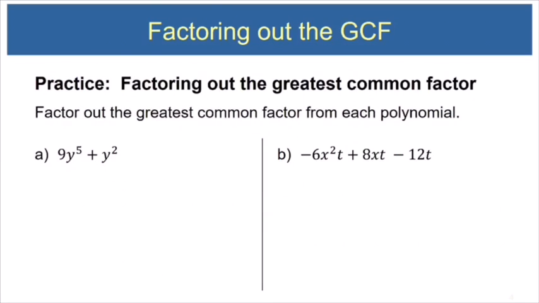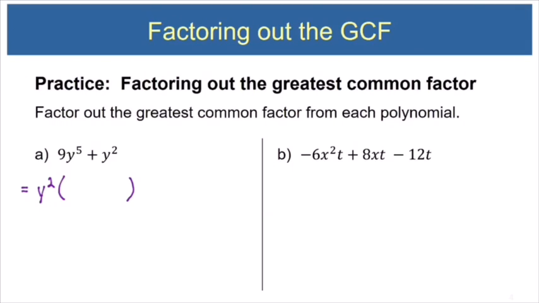Now here we go. We are going to practice factoring out the greatest common factor. So notice the instructions say factor out the greatest common factor from each polynomial. In this first expression, we have 9y to the fifth plus y squared. Notice that both terms here contain factors of y. This one has 5 y factors. This one only has 2 y factors. So the largest amount of y factors that is common to both terms is 2. We can factor out y squared.